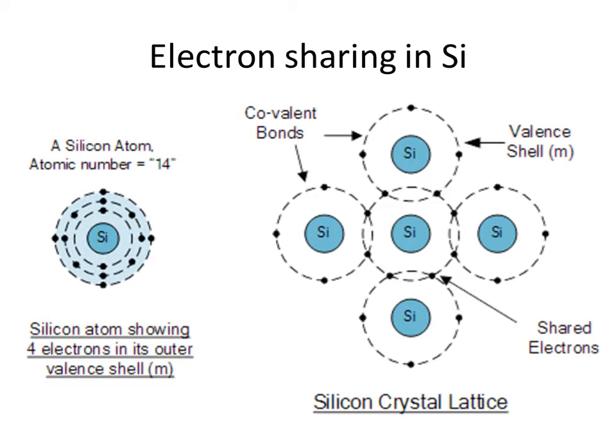Now silicon is an element from the fourth group. See, this is the atomic arrangement. Its atomic number is 14.